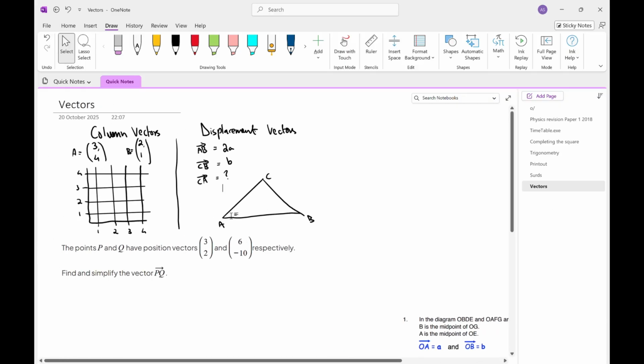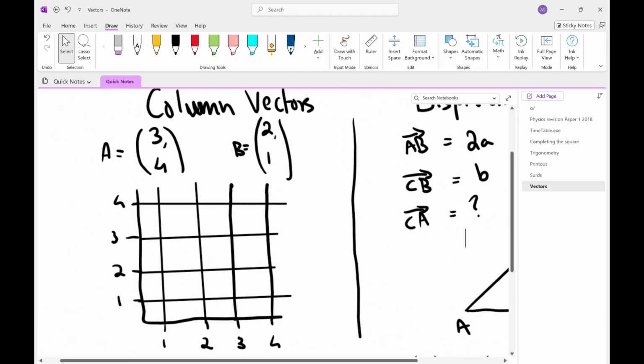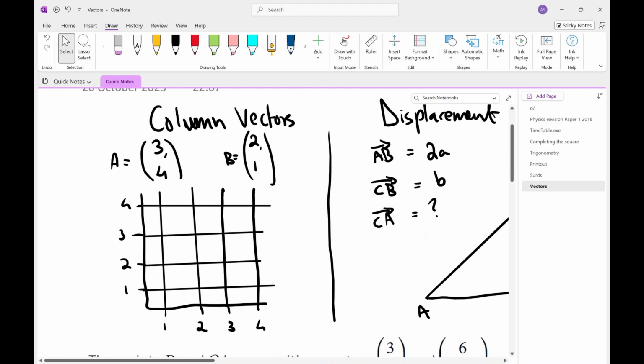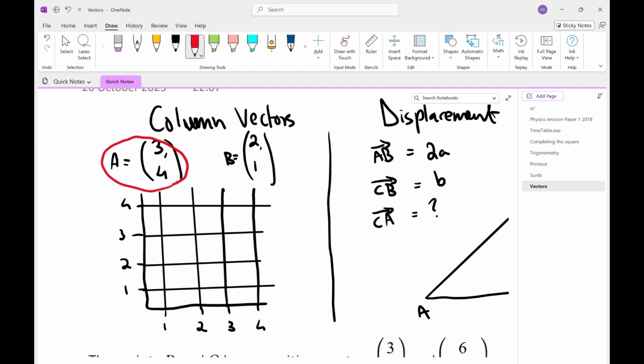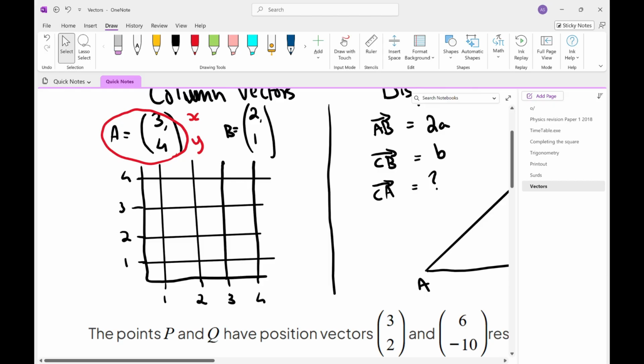So as you might probably know already in physics, vectors have magnitude and direction. In the first example, one type of vector is called a column vector. Column vectors are usually written in this format, where you have to understand that this 3 is x and that this 4 is y. So on a grid, when they tell you where this is, you just find x, find y, and it's going to be right there.